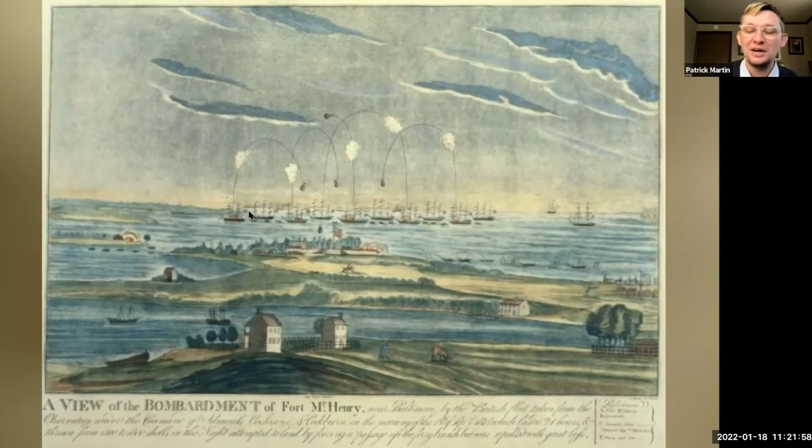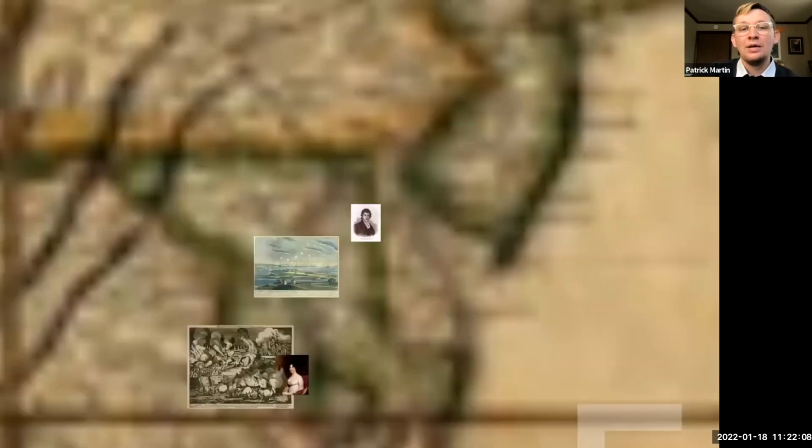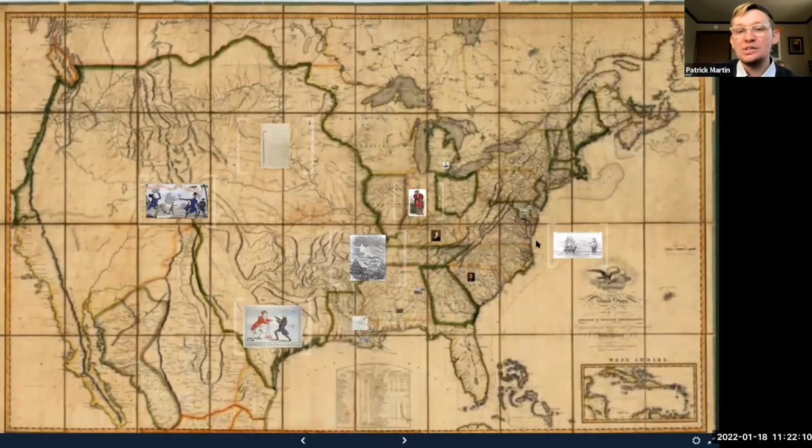Now, we win in Fort McHenry, and Great Britain knows they need a new plan of attack. This right here is Francis Scott Key. I forgot that we had his image in here, so there you go. Great Britain has been trying the East Coast. They've been trying the Great Lakes region. They need a new plan.